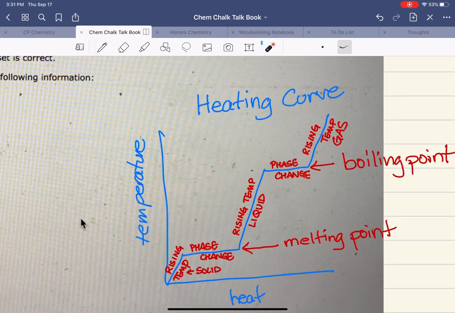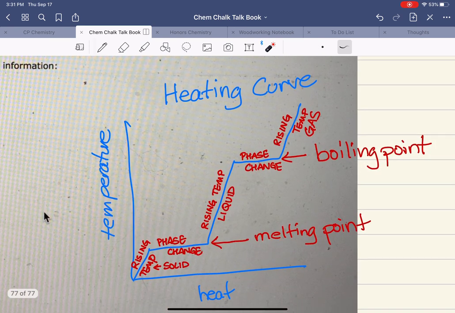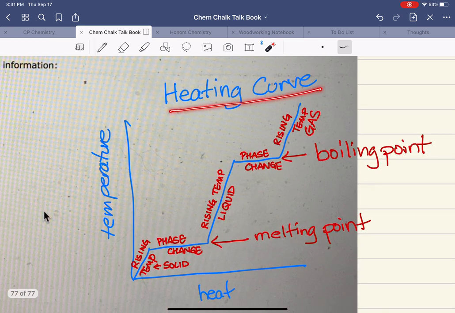Well, substances conform to what's called a heating curve. And substances have a melting point and a boiling point. So let's assume that our sample was water for a moment, and I'll walk you through what this means. This graph shows heat entering our substance at an unchanging rate. And this axis is temperature going from low to high.